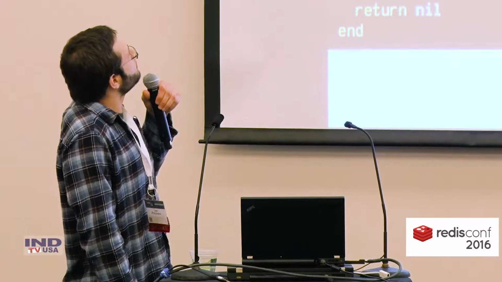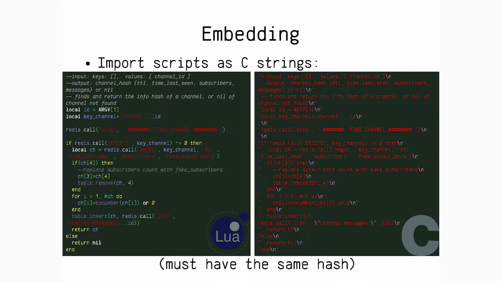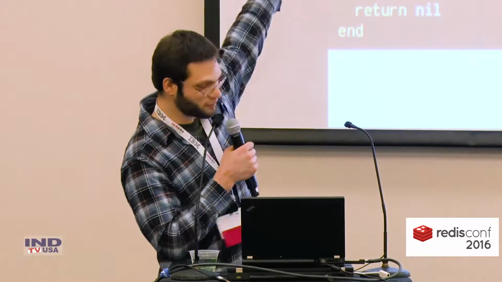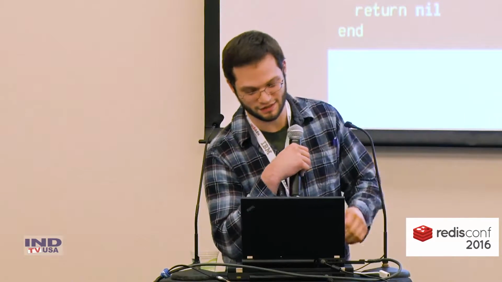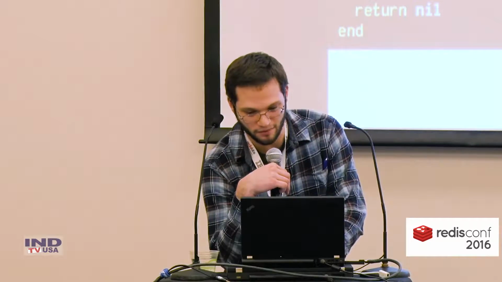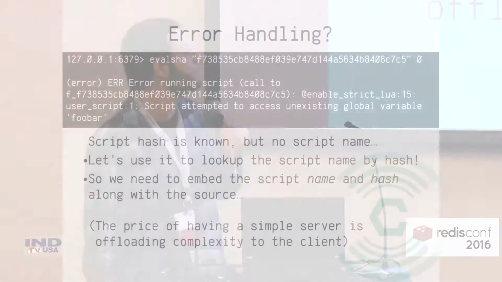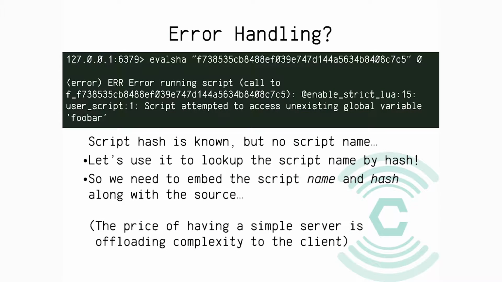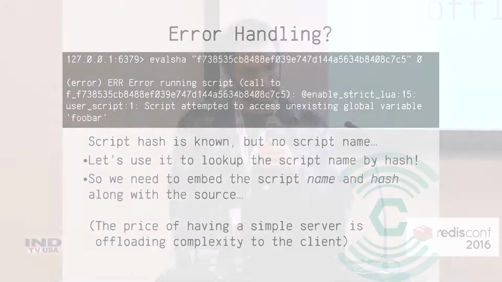So on the left here I have the find channel script, just one of the scripts that I'm using. And on the right is what it would look like embedded as a C string. I myself much prefer working on the nice syntax highlighted version. And also there's a problem of error handling from within C. So that on top over there is what the standard Lua script error looks like.